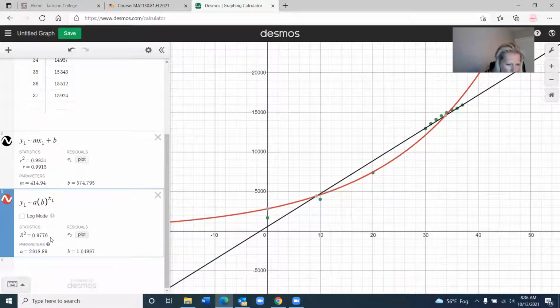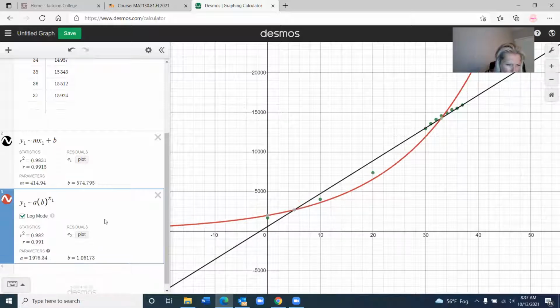Also, remember that we don't see the R right now because we have to click the log mode box. So there we have our model, the exponential equation of best fit. So it's y equals a is 1976.34 times 1.06173 to the x. And the red doesn't look like it terribly fits, does it?